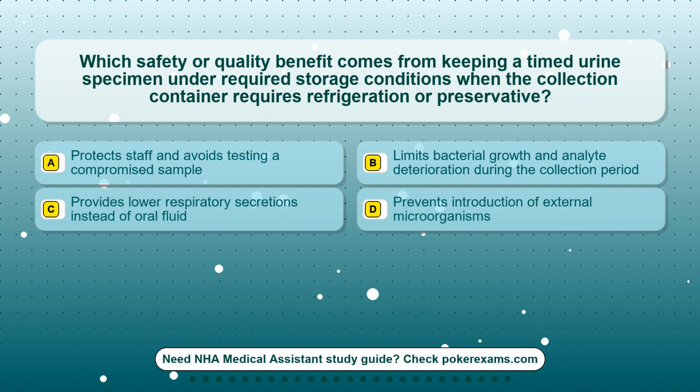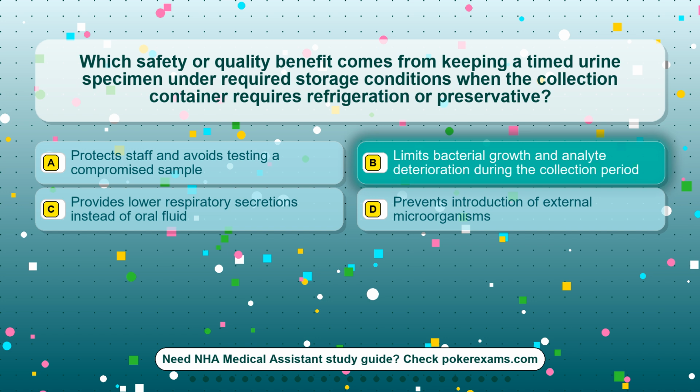Question 16. Which safety or quality benefit comes from keeping a timed urine specimen under required storage conditions when the collection container requires refrigeration or preservative? Option A. Protects staff and avoids testing a compromised sample. Option B. Limits bacterial growth and analyte deterioration during the collection period. Option C. Provides lower respiratory secretions instead of oral fluid. Option D. Prevents introduction of external microorganisms.